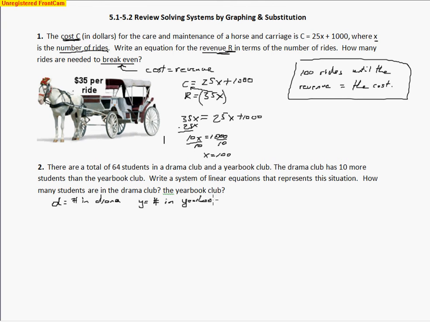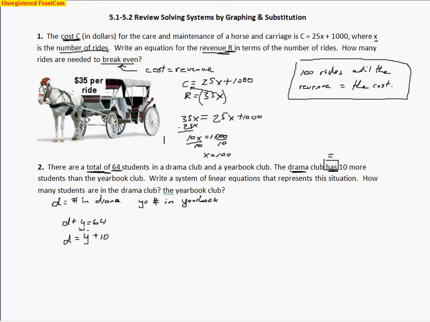So now we're going to go ahead and write two equations. So my first one is total. A total means they add together to equal 64. So the number of drama students plus the number of yearbook students totals 64. That's the first equation. Now it gives us a comparison. Drama has. Okay, has is kind of like a word that tells us equals. I can substitute that word equals in place of has. Drama club equals 10 more students than yearbook club. So let's go ahead and write that. Drama equals 10 more students than yearbook. So yearbook plus 10 is going to be equal to the drama club because they have more.